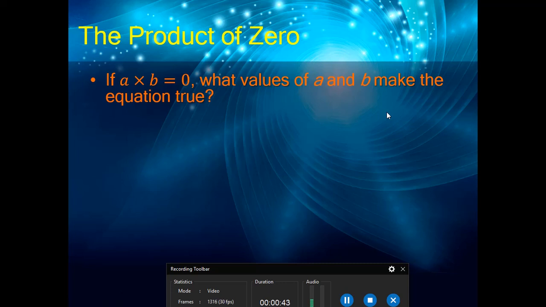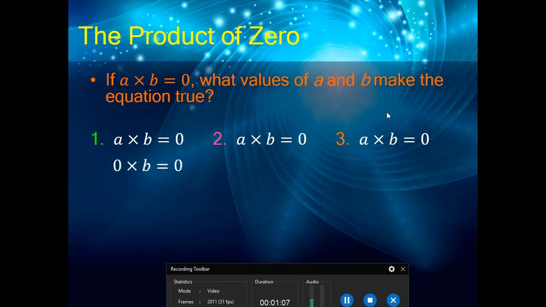So the zero product property starts like this. It says if you multiply two numbers and you know that the result is zero, what values of A and B will make this equation true? We actually have a couple different scenarios that we can explore. In the first scenario, we have A times B equaling 0. We're going to allow A to be 0, and then B can take on any real number. If one of the factors is 0, we know that the entire answer will be 0.